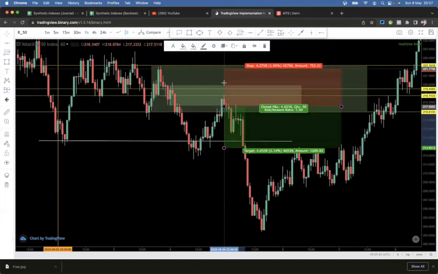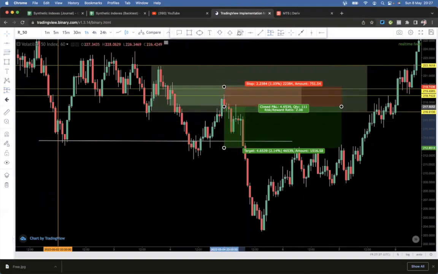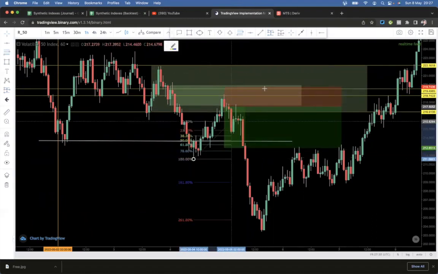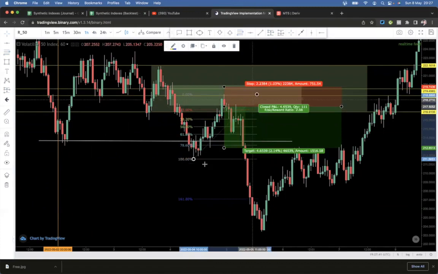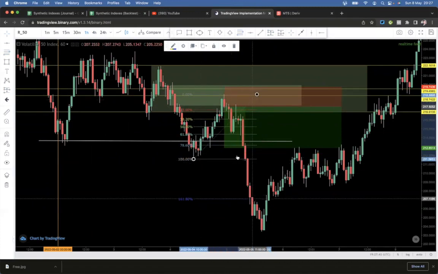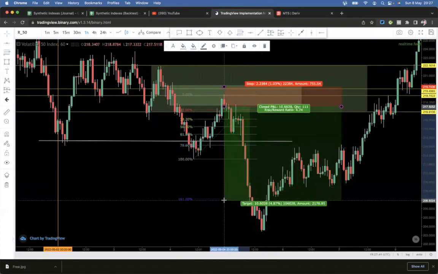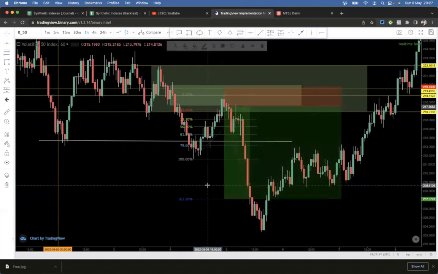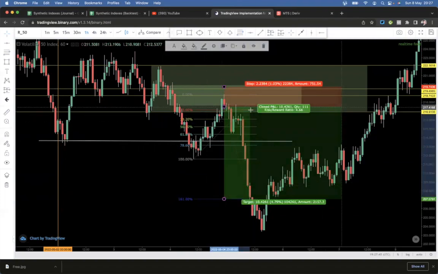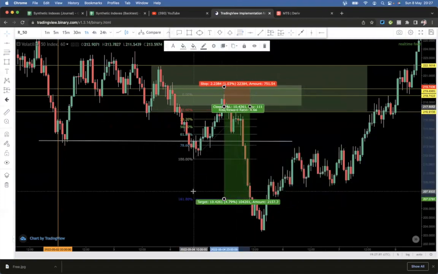And that was your first trade of the week. Remember, the first target is always the 100% level of the area, and the second target is the 161.8. And here the market smashed this, no problem. This would have been your first trade of the week.